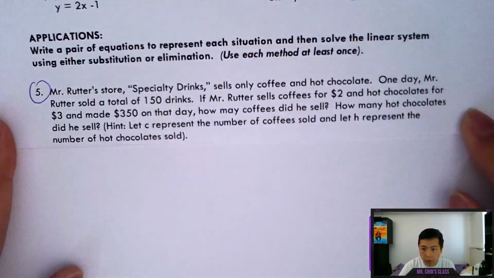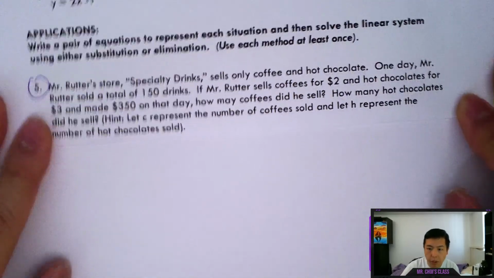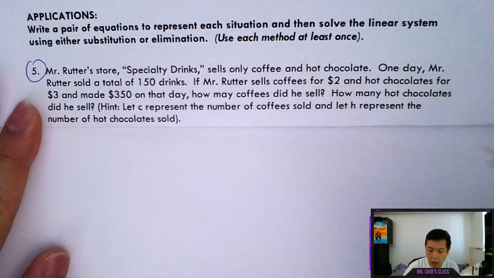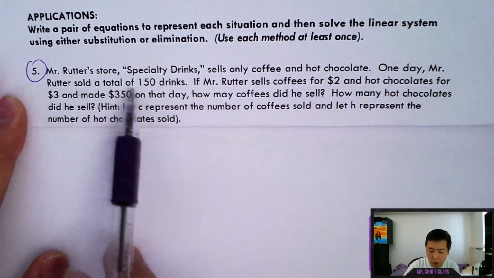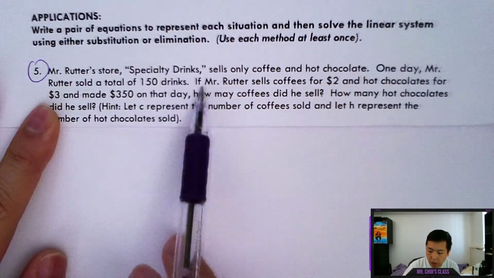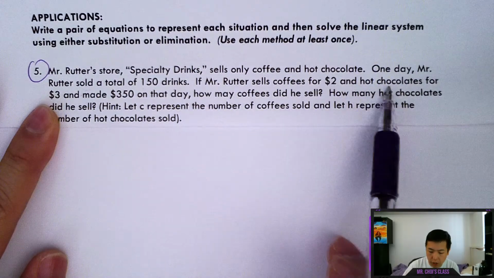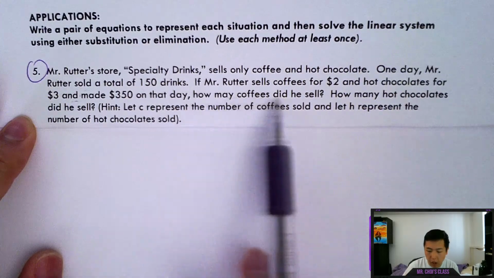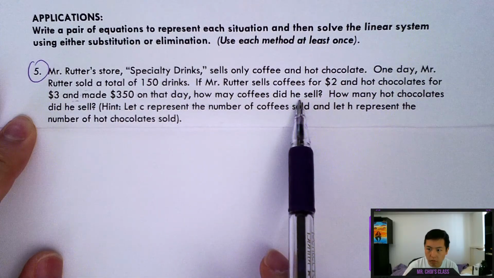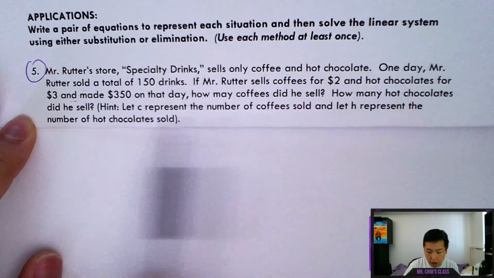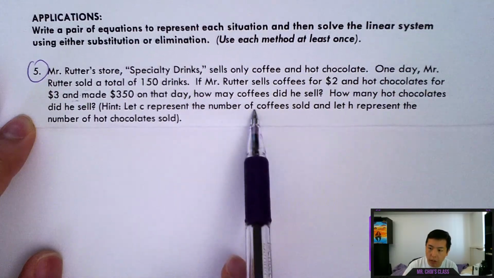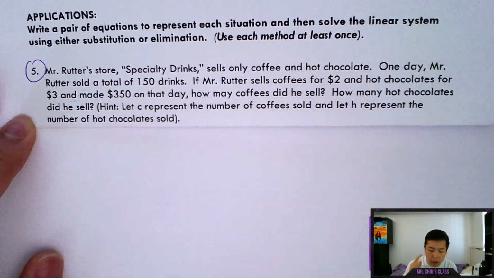Okay, so we have here Mr. Rudder's store, specialty drinks, sells only coffee and hot chocolate. One day, Mr. Rudder sold a total of 150 drinks. If Mr. Rudder sells coffees for $2 and hot chocolates for $3 and made $350 on that day, how many coffees did he sell? How many hot chocolates did he sell? And so they're saying C represents how many coffees and H represents how many hot chocolates.